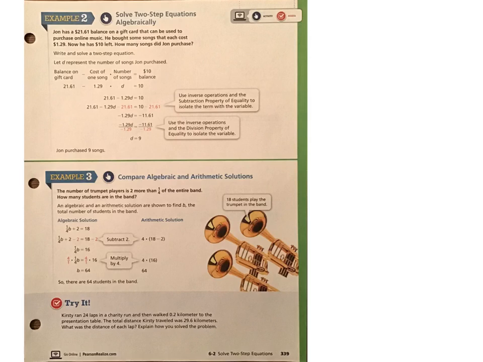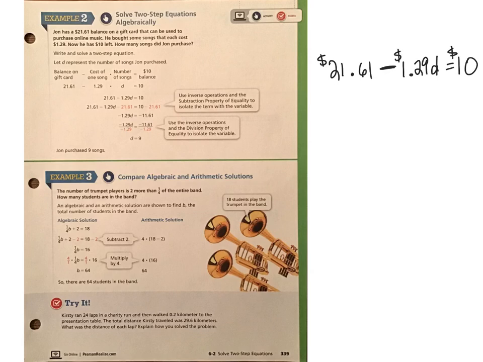It says John has a $21.61 balance on a gift card that can be used to purchase online music. He bought some songs that each cost $1.29. So the songs were $1.29 each. And it says he bought D songs. Okay. And it says he now has $10 left. So here was the original amount on the gift card. And then he spent, so that's going to be subtraction, $1.29 per song. And he now has $10 left.